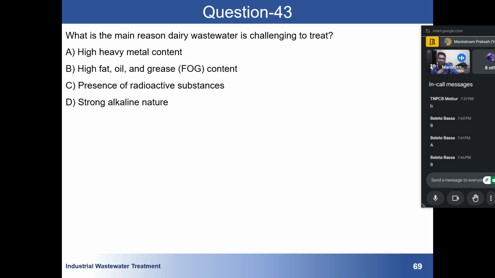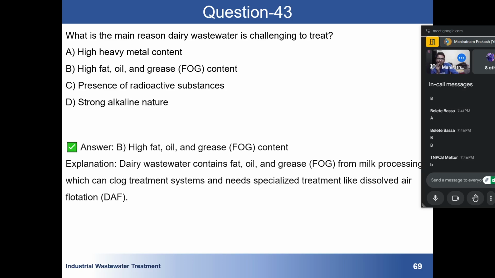What is the main reason dairy wastewater is challenging to treat? B. Yes, high fat, oil and grease. Dairy wastewater contains fat, oil and grease from milk processing, which can clog treatment systems and needs specialized treatment like dissolved air flotation, that is DAF. Yes, the correct answer is B. This was the last question.